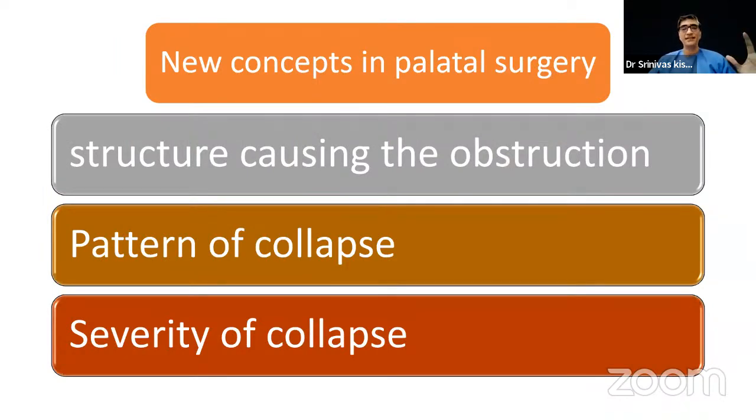So what are the new concepts? You want to understand three basic fundas. What is the structure causing the obstruction? What is the pattern causing the obstruction? What is the severity of obstruction? For example, earlier, the problem was only levels of obstruction. Is it palatal level? Is it oropharyngeal level? Is it hypopharyngeal level? No, we don't talk like that nowadays. We talk about, is it the salpingopharyngeal fold which is causing the obstruction? Is it the palatopharyngeus muscle? Is it the tonsil? So the emphasis is on structure, not the level.